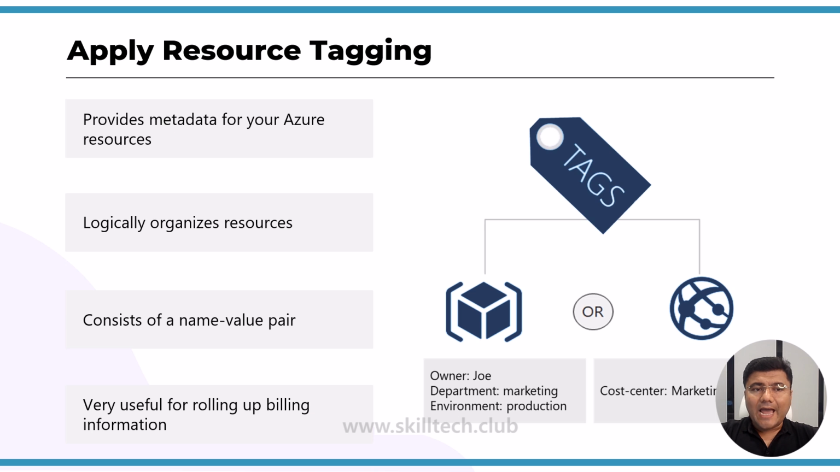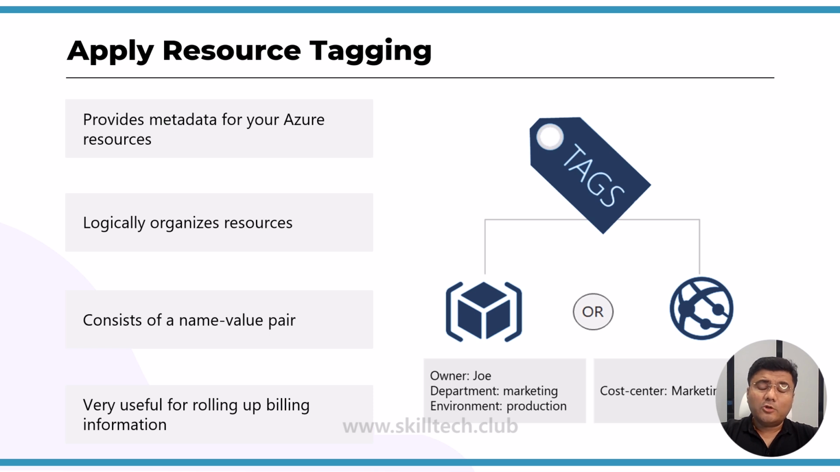Next, we have tags. Now, tags are one of the most underrated services associated with Azure. Every time you create an Azure resource, you can do tagging. Basically, resource naming and tagging is a very common best practice which is available here. Most of the time, these tags are going to provide additional metadata for your Azure resources. And this is going to help you to logically organize your resources. It's nothing but a name value pair.